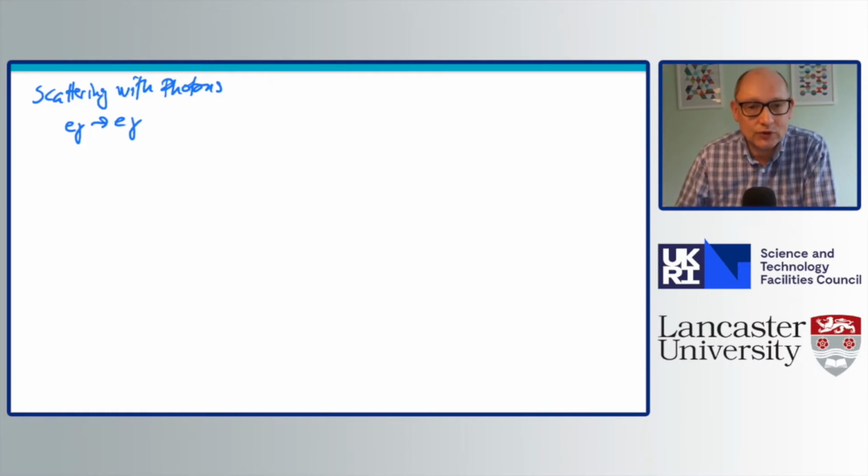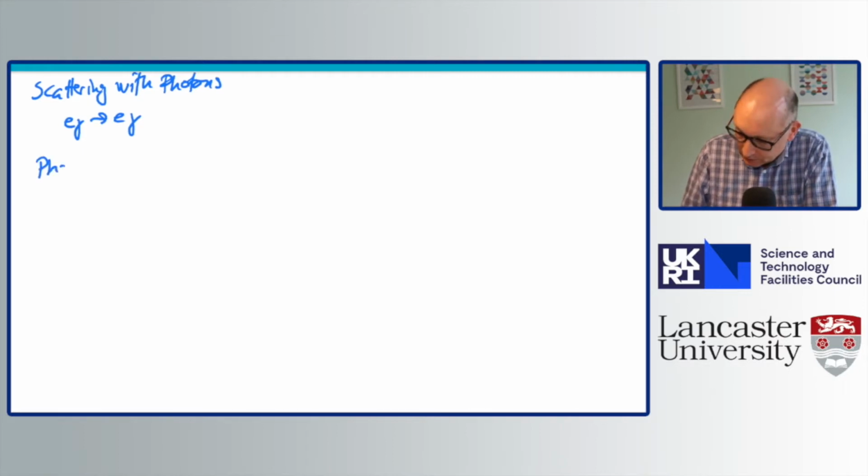Now, in order to do that, we'll have to first understand how to treat processes with an external photon, how to calculate amplitudes with external photons. So far, we have looked at how to do scatterings with an exchange of a photon. Now we have an external photon. So the first thing we look at is photon polarization.